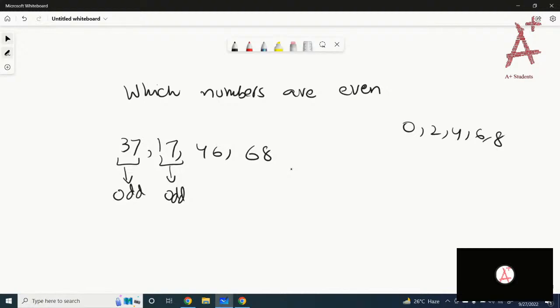Got it? Okay, 46, 6 is an even number, so 46 is even, and 68 is also an even number. Got it? So two of the numbers are even, they are 46 and 68. So the correct option is the first one. Select the correct option and click on the OK button.